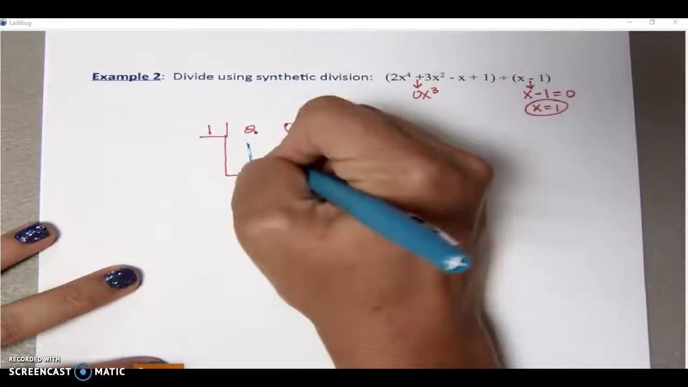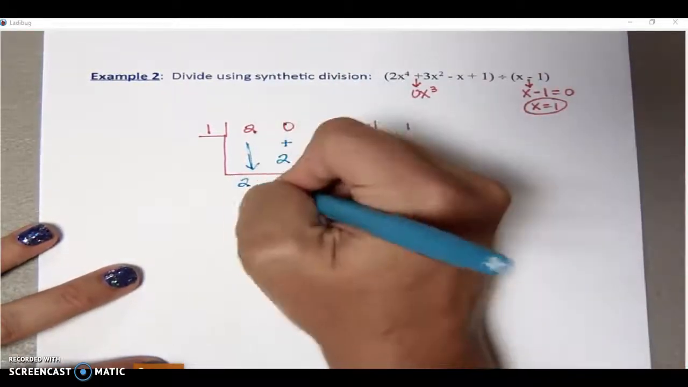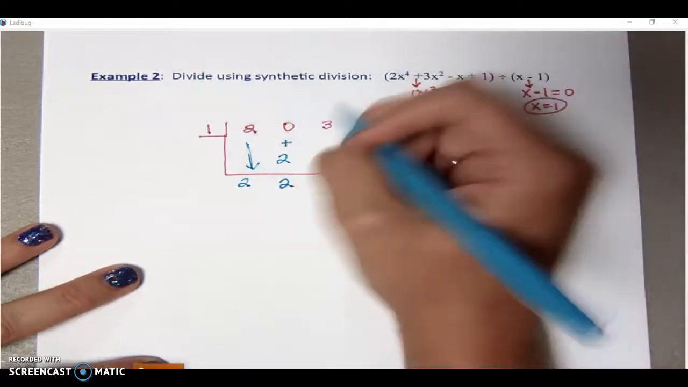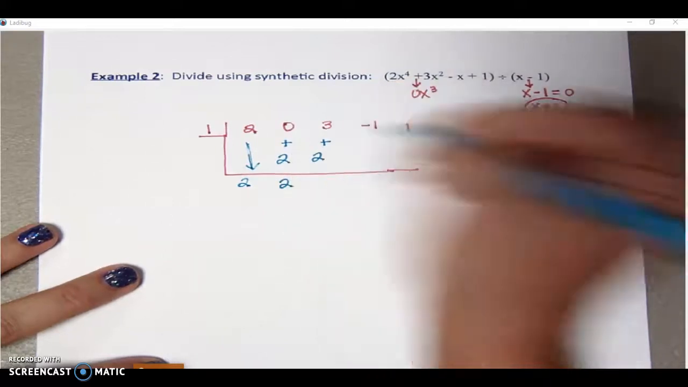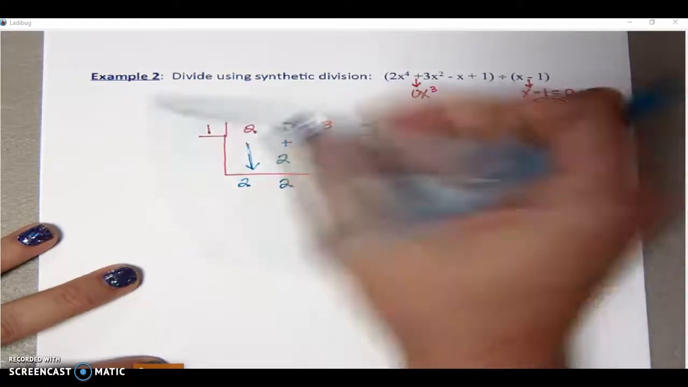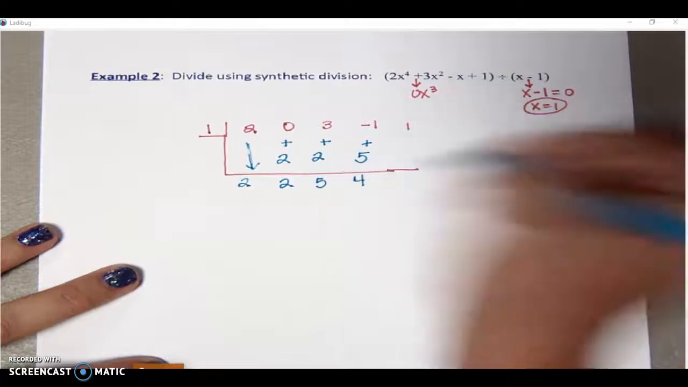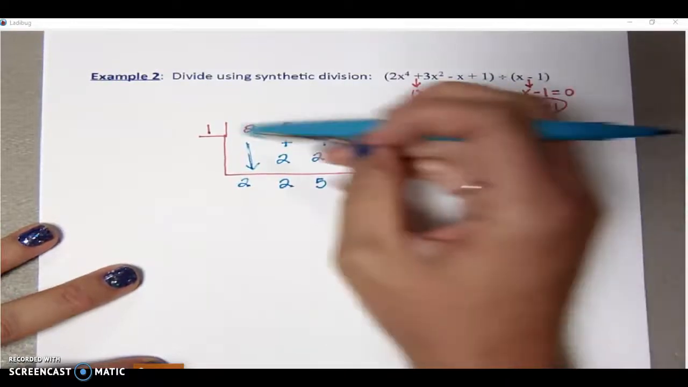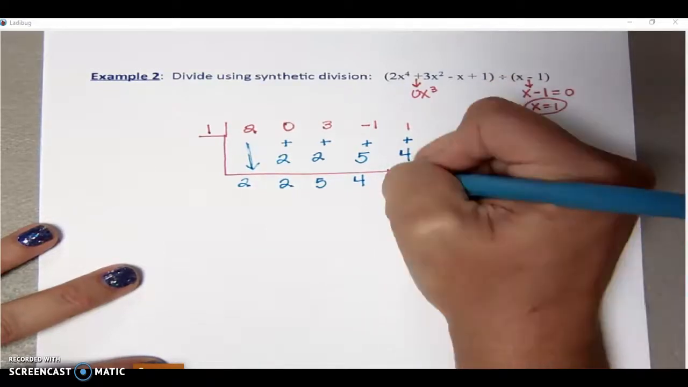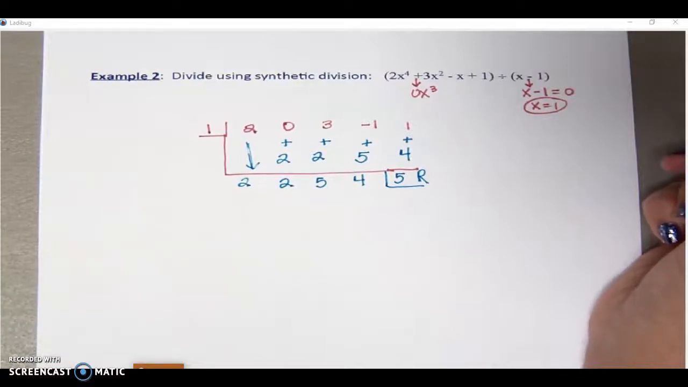So 2 times 1 gives you 2, and you're going to add down the column. 0 plus 2 is 2. And you're going to multiply 2 times what's on the ledge, 1, which gives us 2. Add down the column, which gives us 5. Then multiply 5 times 1, which gives us 5. Add down the column, which gives us 4. 4 times 1, which gives us 4. Add down the column, which gives us 5. The last number is always your remainder. So we have a remainder of 5 here.